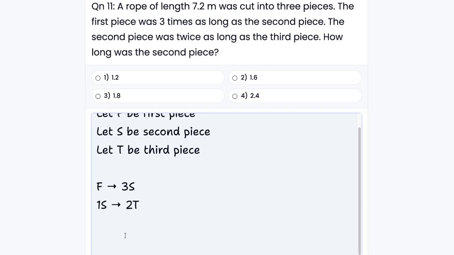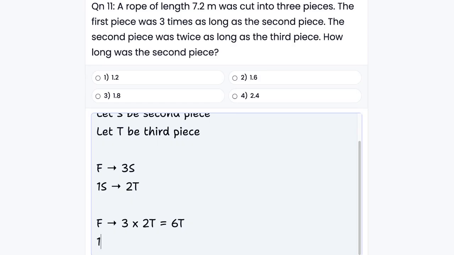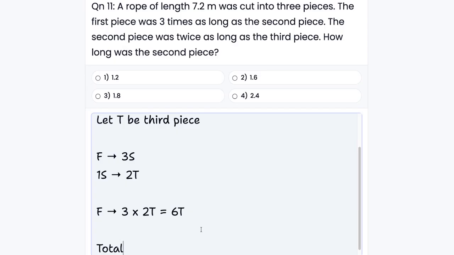So what we can do is we can say F is equal to 3 times 2T, which equals 6T. In this case, F is equal to 6T, S is equal to 2T, and the third piece is T, right? T is T. So with that said, what will be the total? Total is equal to F plus S plus T. Okay, and total in T, right?